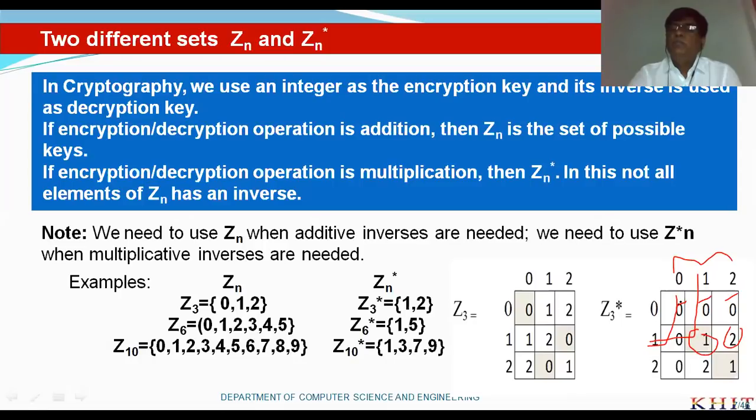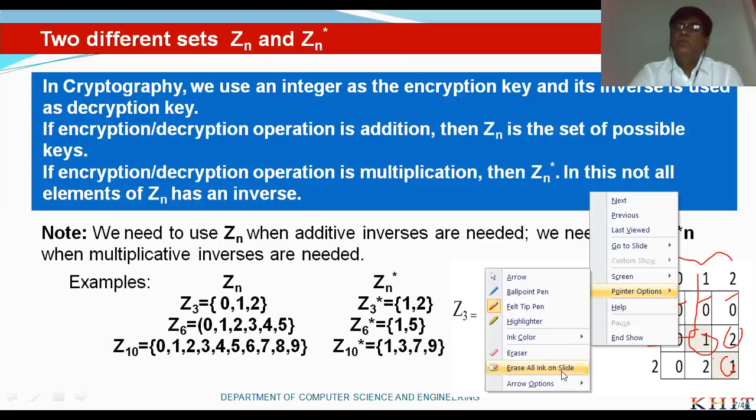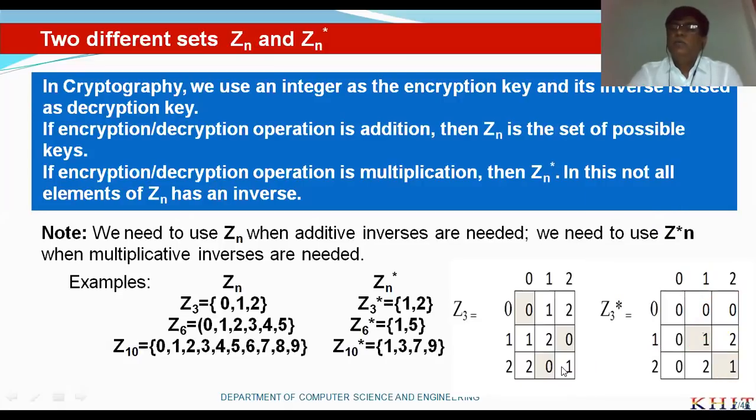Now 2 is multiplied with 0. 2 multiplied with 1 is 2. 2 multiplied with 2 is 4, and 4 modulo 3, the remainder is 1. So we got two ones in this Z3 multiplication table. What are the two ones? This one, 1 into 1 is 1, and 2 into 2 is 4, which modulo 3 is 1. So, two ones.